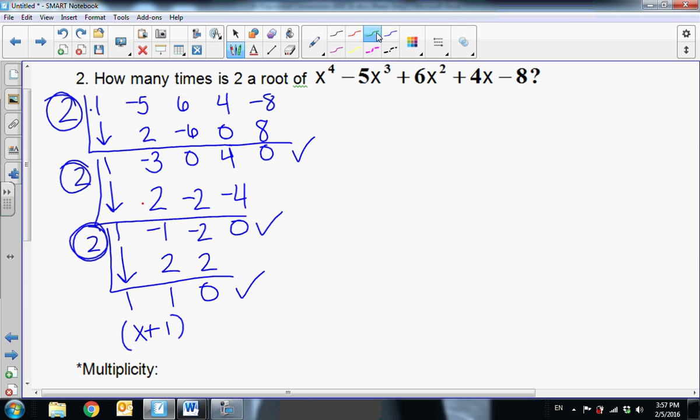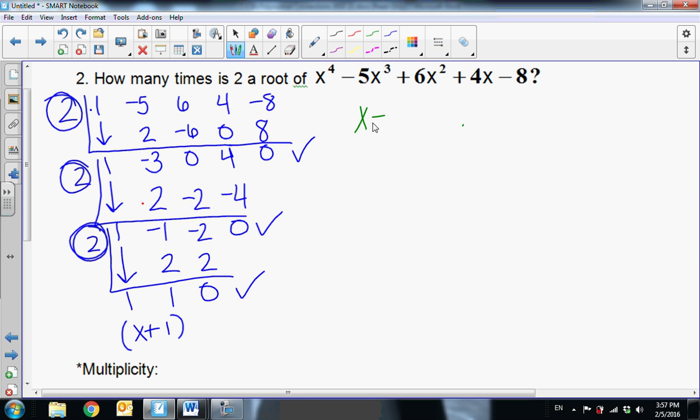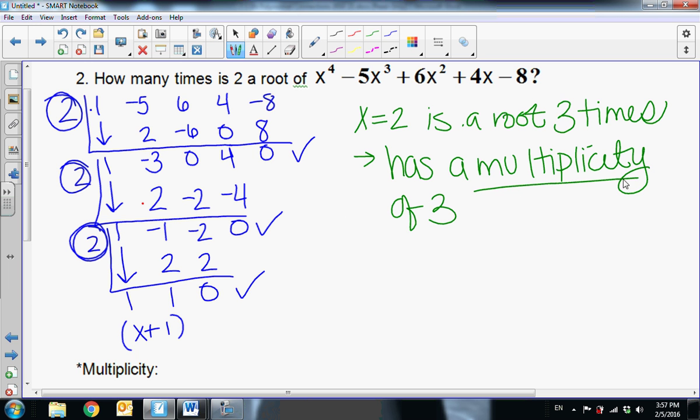So what's our answer? Yeah. So what we'll say here is that x equals 2 is a root 3 times. Okay? And there's a fancier way of saying it, if you will. What we say is that x equals 2 has a multiplicity of 3. Okay? A multiplicity of 3.